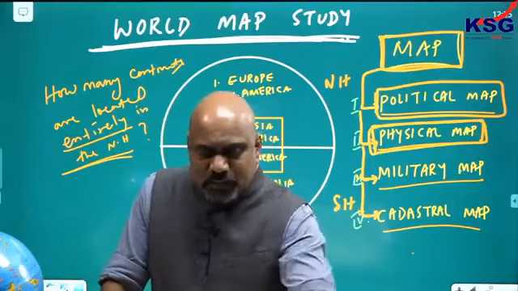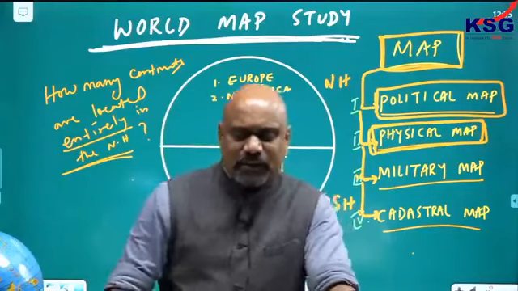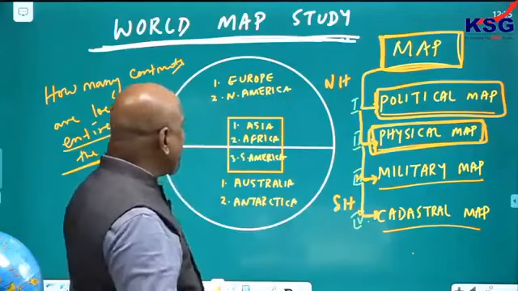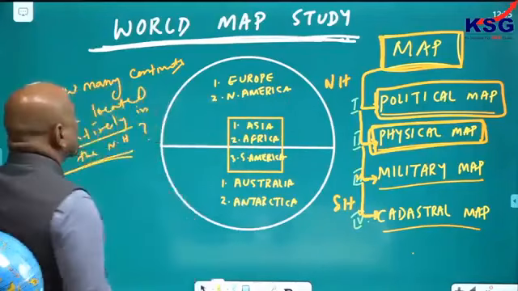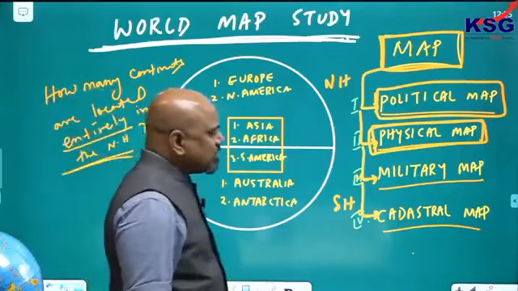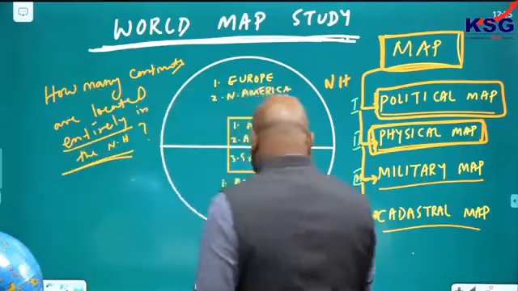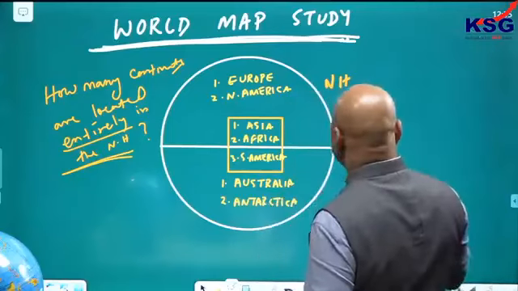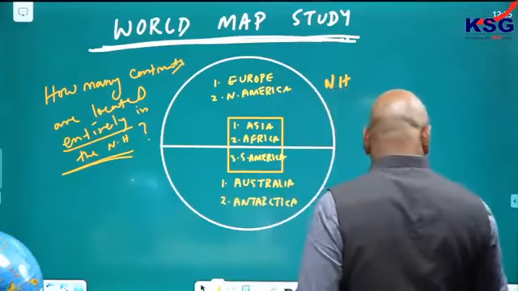There are different types of maps, I told you. So these are certain things as I just mentioned. Now, you can see a world physical map and a political map. First, can you have a glance over some political map here?